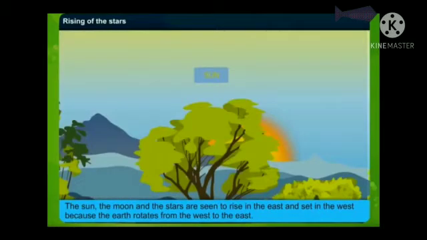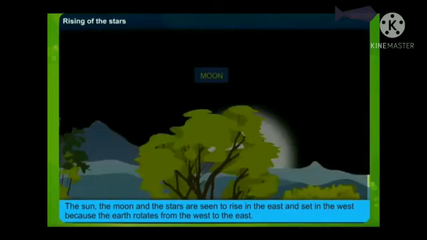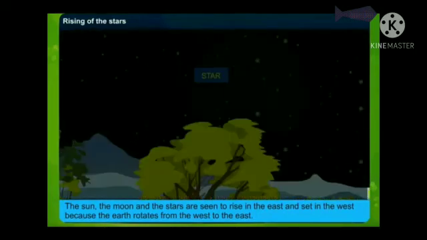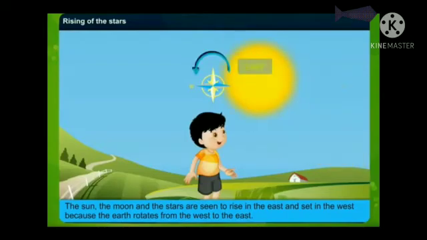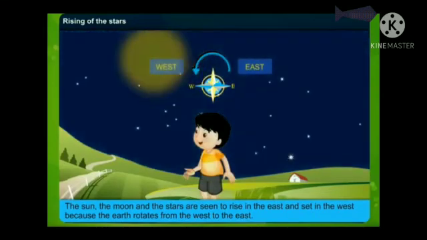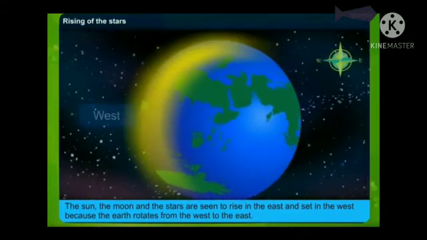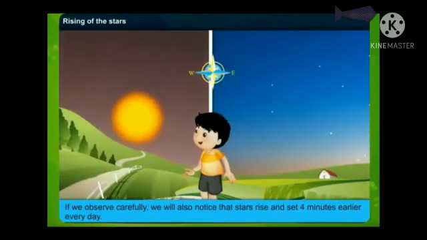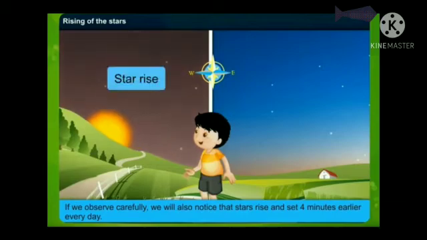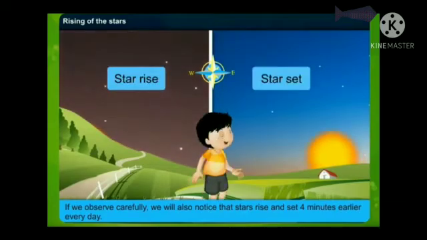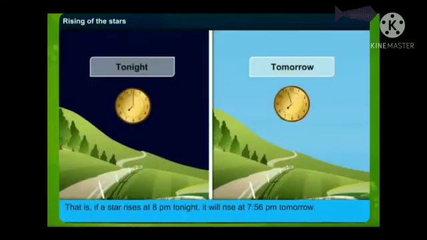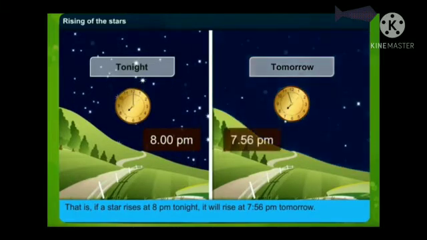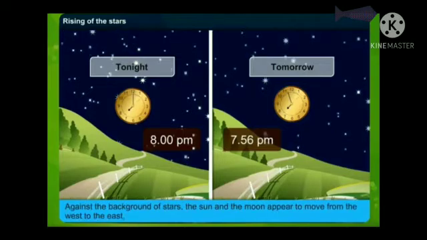Rising of the stars. The sun, the moon and the stars are seen to rise in the east and set in the west because the earth rotates from the west to the east. Can you see the direction of west and east? It has been shown over there. If you observe carefully, we also notice that the stars rise and set 4 minutes earlier every day. That is, if a star rises at 8 p.m. tonight, it will rise at 7:56 p.m. tomorrow. Please do notice this.